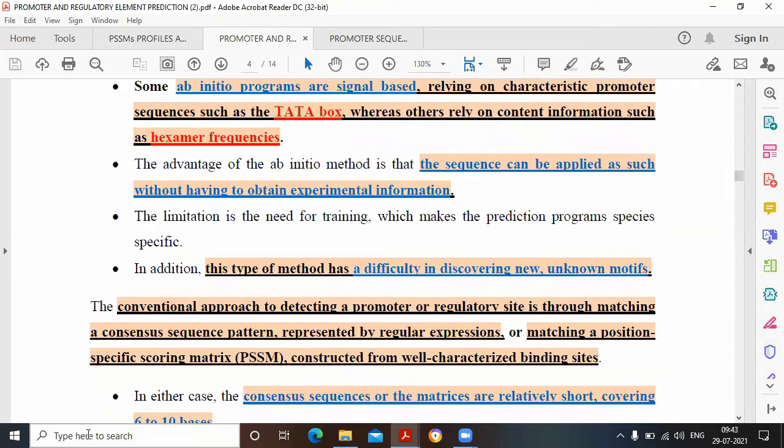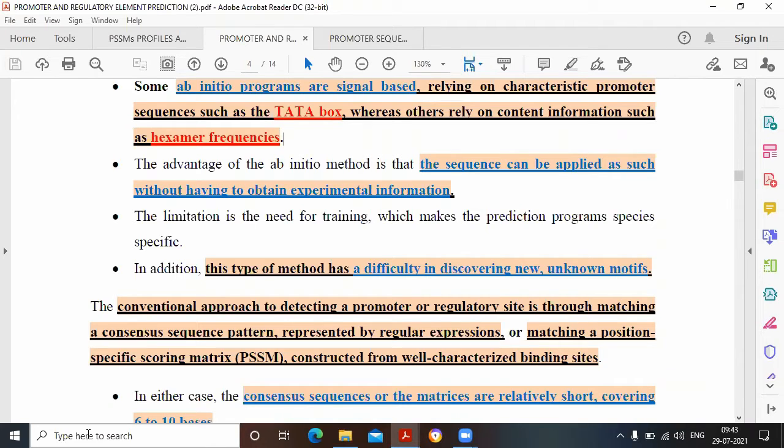That means we already have experimental, wet lab information, and we keep that information in mind and try to put it into the in silico method too. We are going to find out whether that particular alphabet is matching and present or not. This type of method also has some difficulties. It is very difficult to discover a new motif or new sequence if it is present in that provided gene sequence.